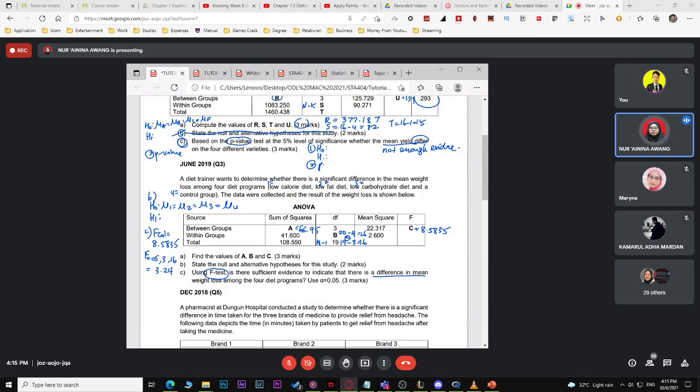So you say there is a difference. When you write your conclusion, you say that there is sufficient evidence to indicate that there is a difference in mean weight loss among the 4 diet program. So we say there is enough evidence or sufficient evidence. So that is for the June 2019 question. Usually for ANOVA questions, they will give you the output, but this is an example where you sit for the exam.